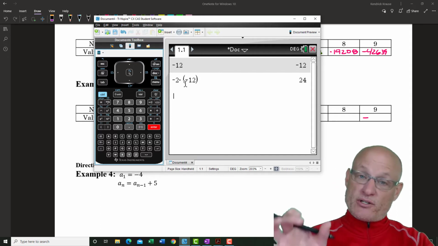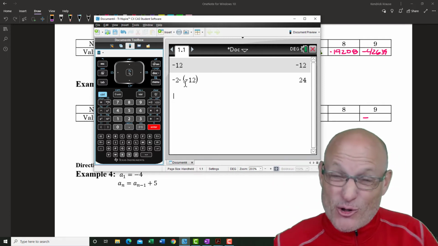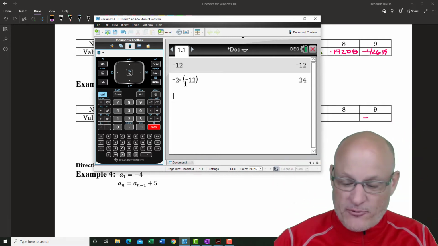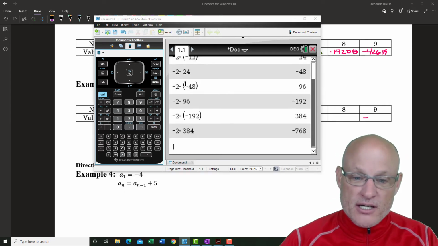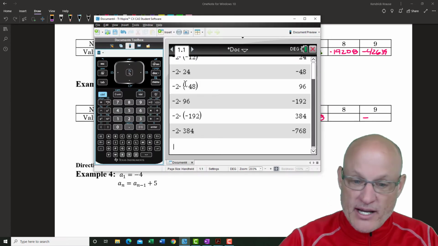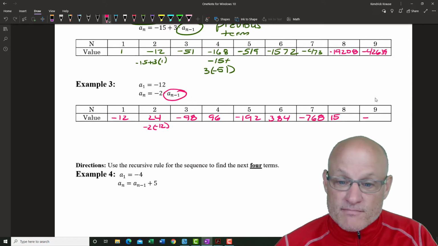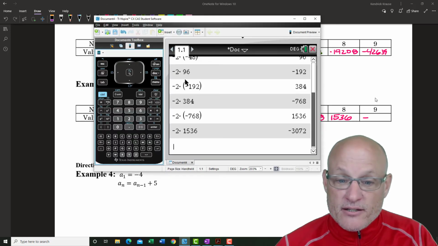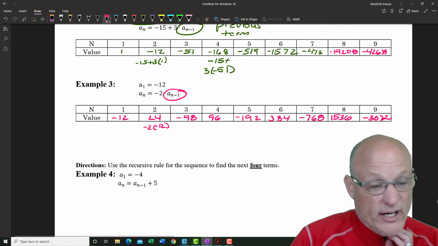But what it's stored is a formula called negative 2 times the previous term. It's actually recursion done for you. 24, negative 48, 96, negative 192, 384, negative 768. And notice I hit enter twice. 1536 and negative 3072. The calculator is great for recursion.